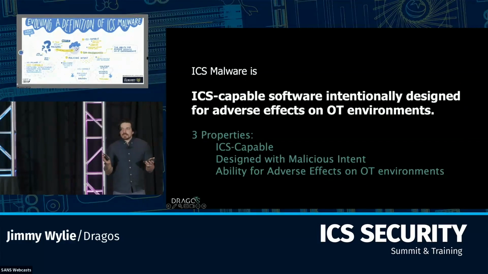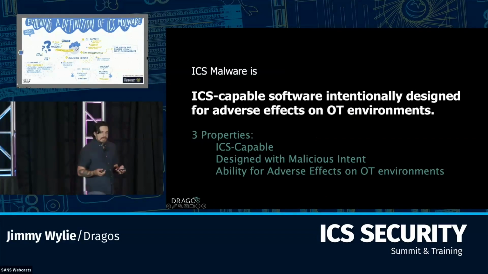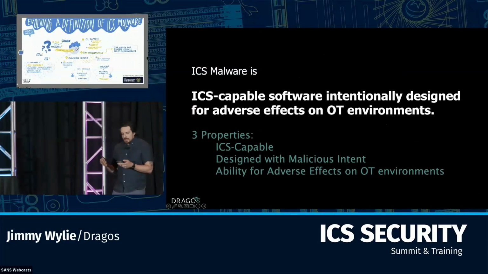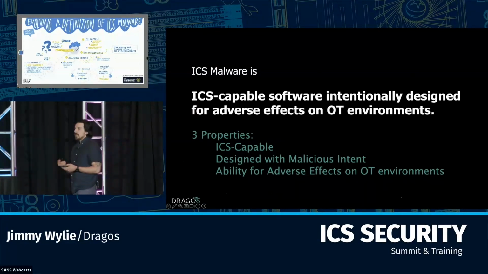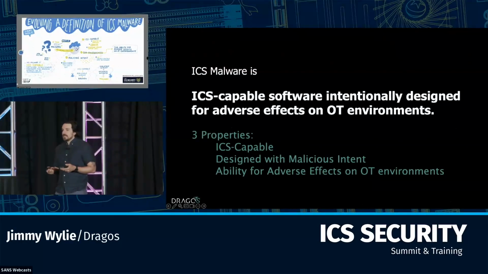We compared all the ICS malware samples that we knew about, and we contrasted it against all these cases that we weren't considering part of the category. And by looking at that, we identified 3 properties of ICS malware: ICS capable, malicious intent, and the ability for adverse effects in OT environments. These became the basis of the definition: ICS capable software intentionally designed for adverse effects against OT environments.